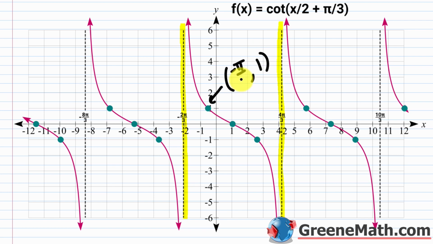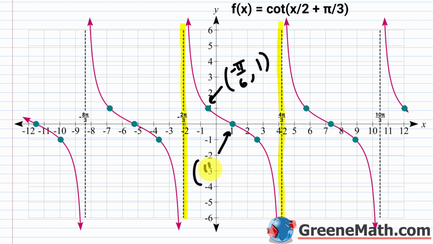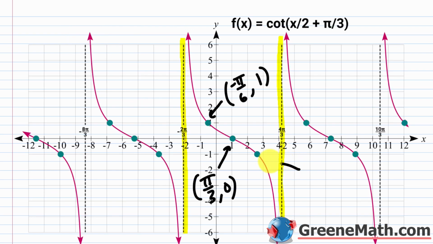That 6 could be a lot better. Then we have pi/3, 0. So this one right here, let's say that's pi/3, 0. And then this one, the 3/4 of the way, it's 5pi/6, -1. So this one, we'll say that this is 5pi/6. Let me make that 6 a lot better there. And then -1. So those are your 3 key points.